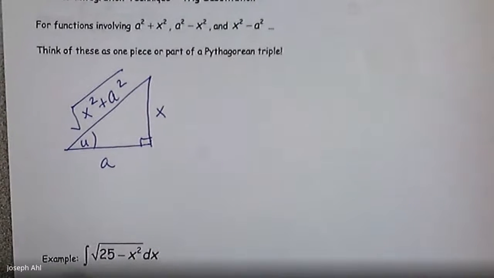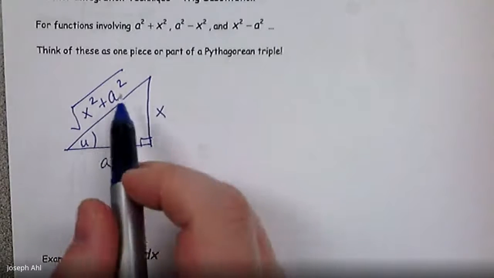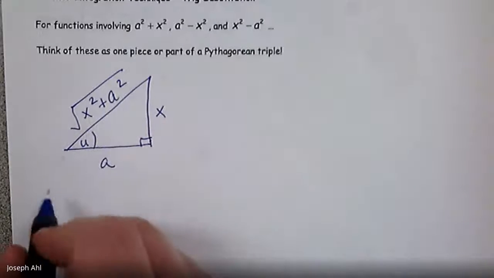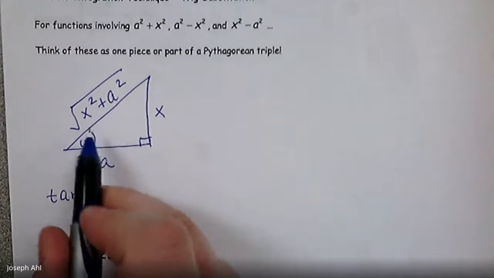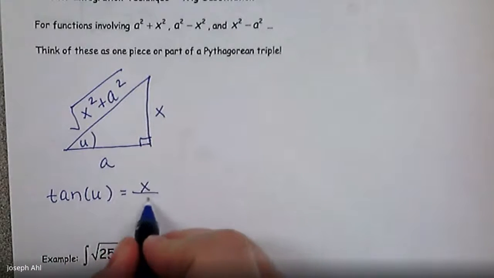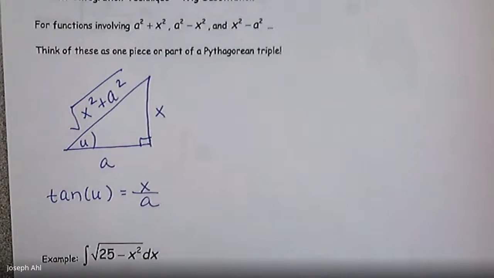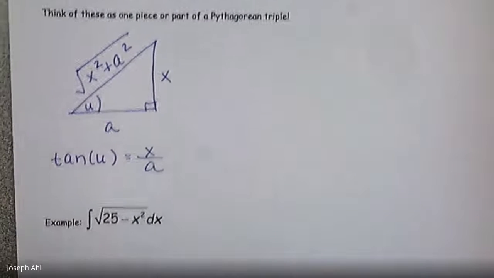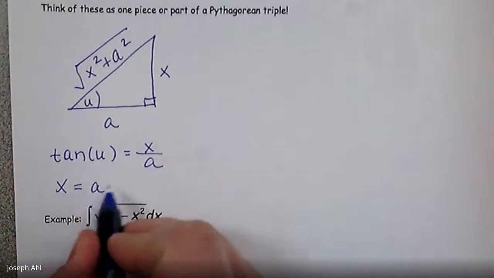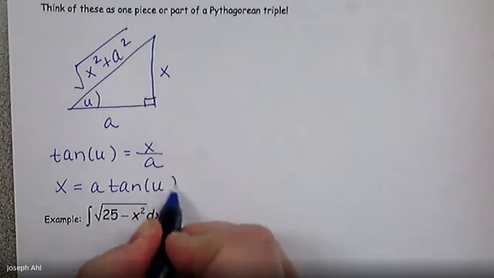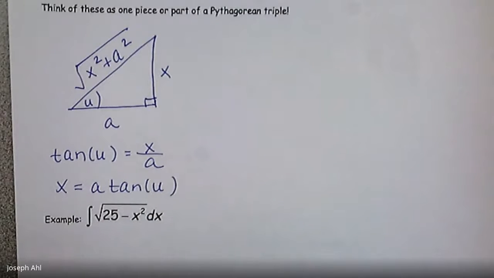So the trig function that you're going to use, if you have a setup that looks similar to this with x squared plus a squared in it, is most likely tangent, because tan of the angle u here is going to be opposite over adjacent. And therefore, within the integral, if you're looking to define x somehow, x could be written as a times tan of u. Okay, so you're going to see what that looks like in some examples in just a moment here.